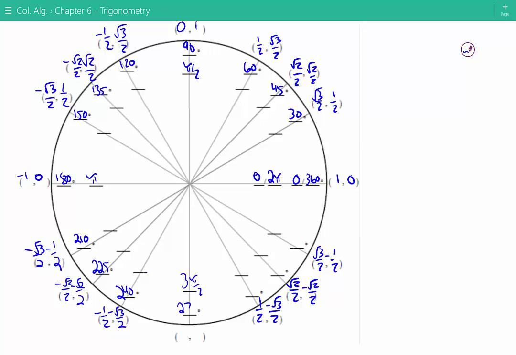This is 270. And add 30 to get 300. Add 45 to 270 to get 315. Maybe subtract 30 from 360 to get 330. And you're done, minus the radians.